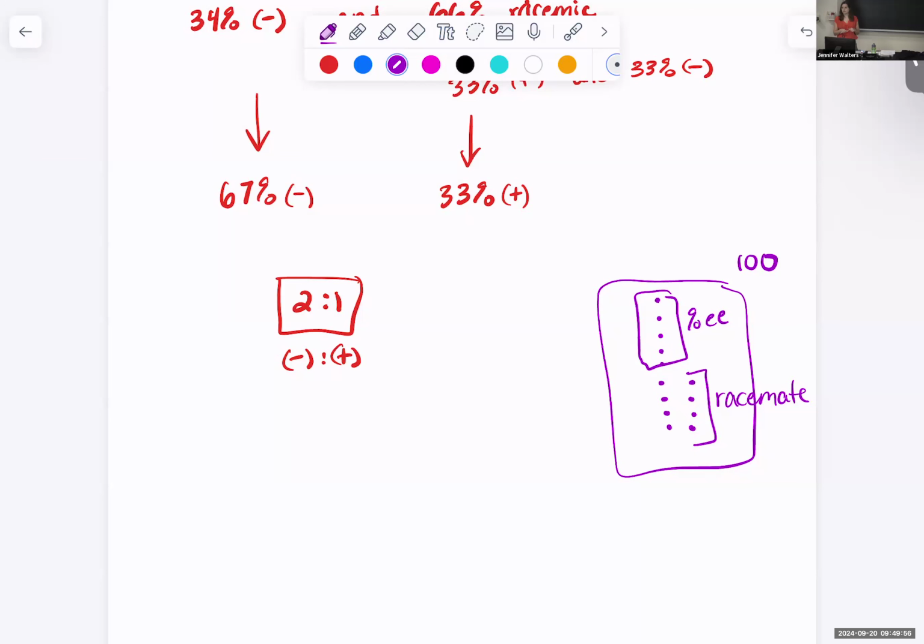Any other questions? Yeah. Yeah, only that 34% is rotating the light. Yeah. Cool. Any other questions?